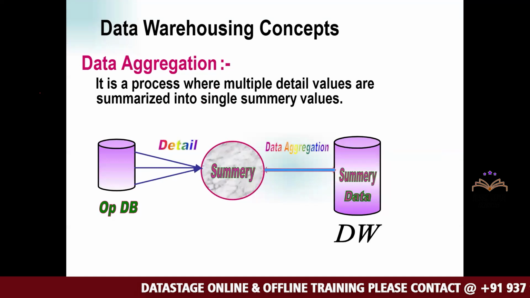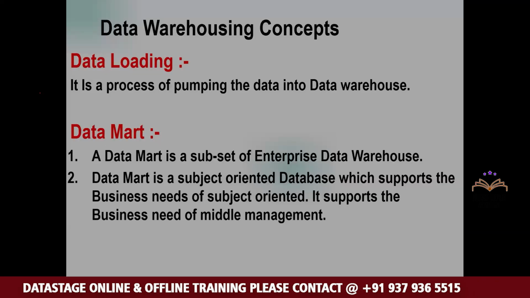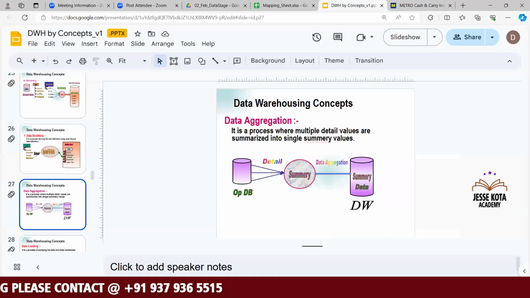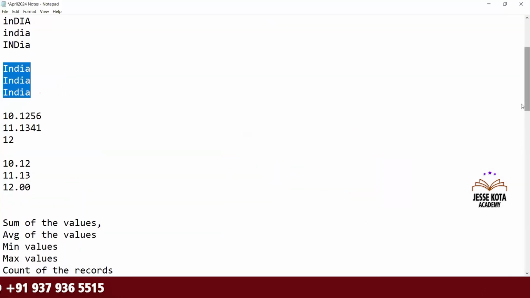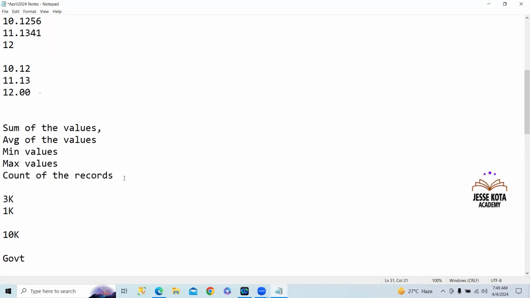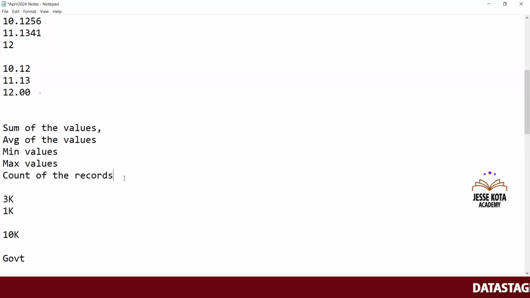Another one is data aggregation. Data aggregation is in the sense of combining. We have seen this in visualization: sum of the values, average of the values, minimum value, maximum value, count of records. All this comes under the category of data aggregation. What is the total deposits in a month, and what are the withdrawals? What is the leftover balance?